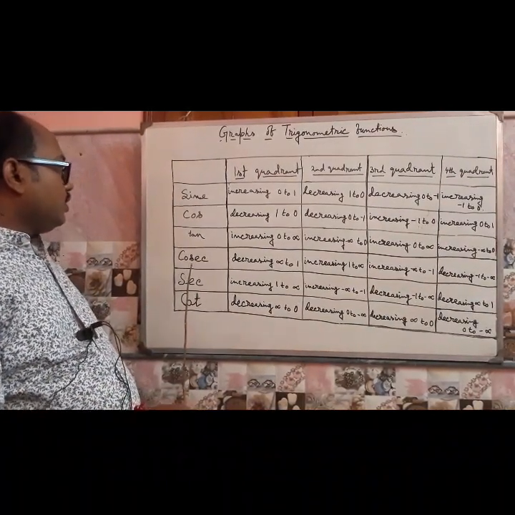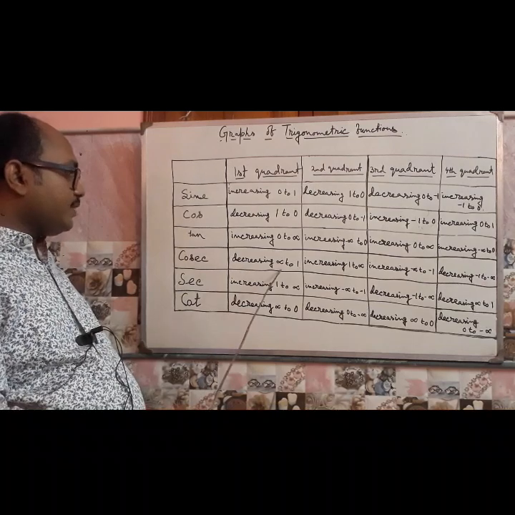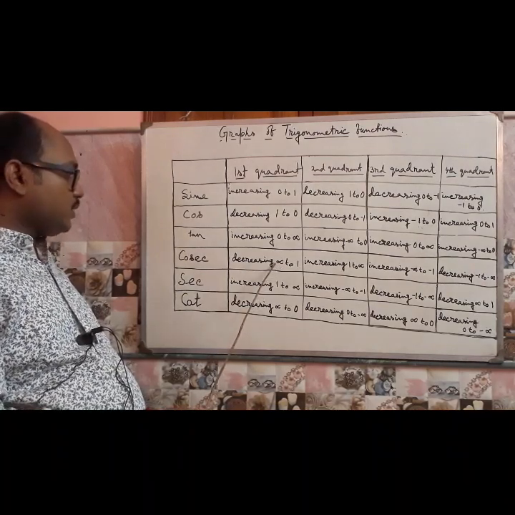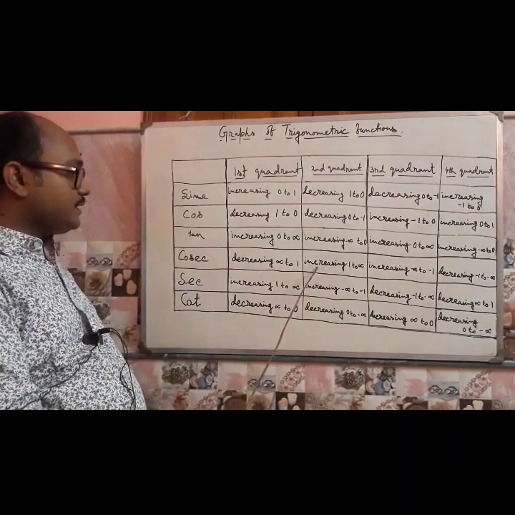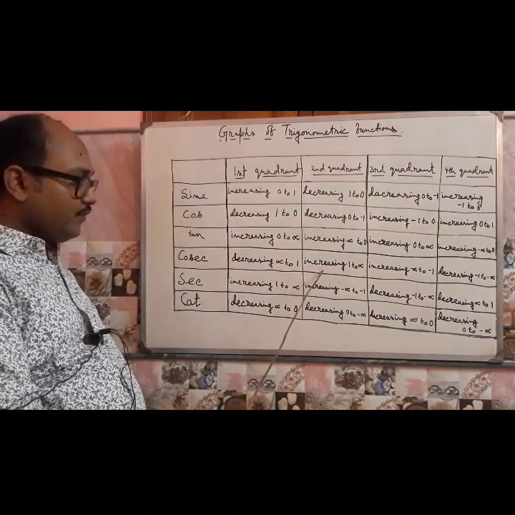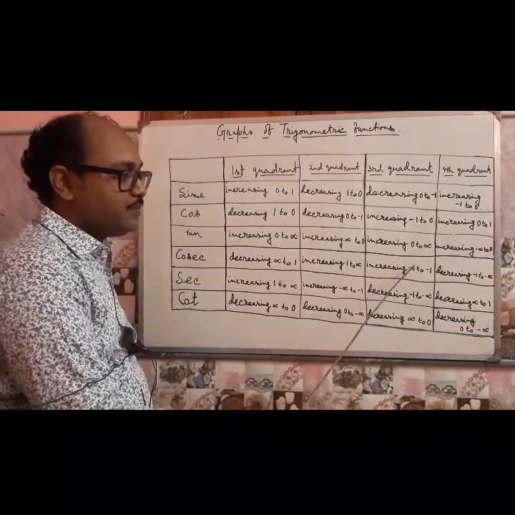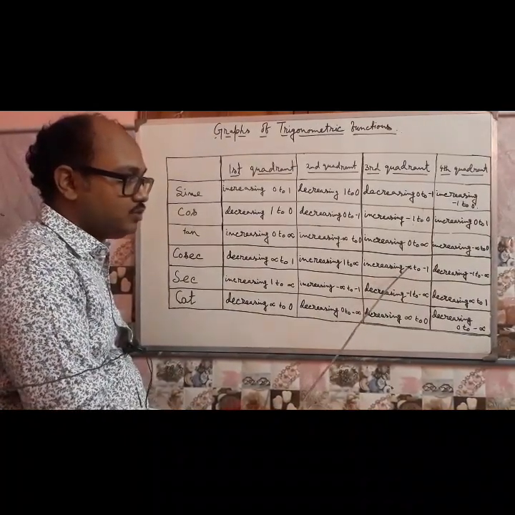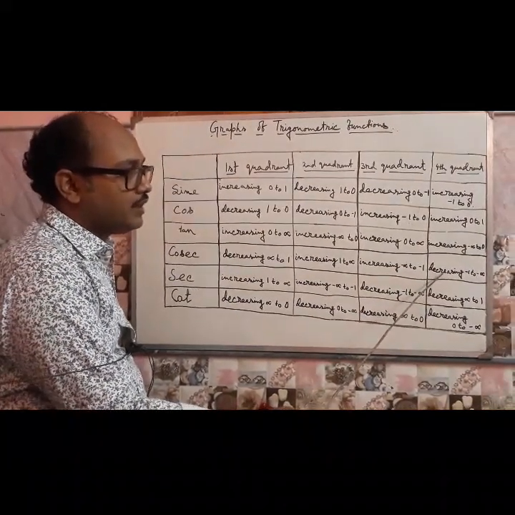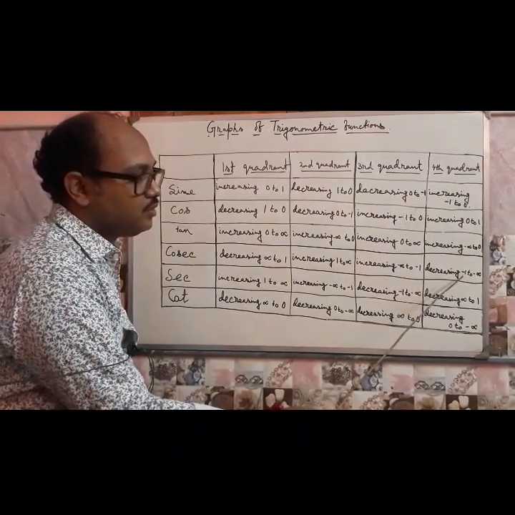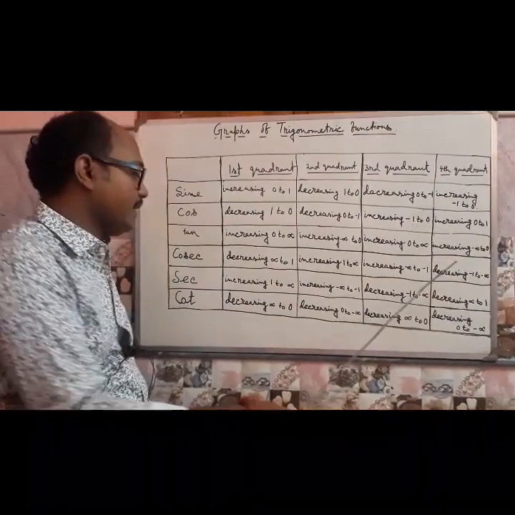Now, cosec is decreasing from infinity to 1 in the first quadrant. In the second quadrant, it is increasing from 1 to infinity. In the third quadrant, it is increasing from minus infinity to minus 1, that means negative values. And in the fourth quadrant, it is decreasing from minus 1 to minus infinity, again negative values.